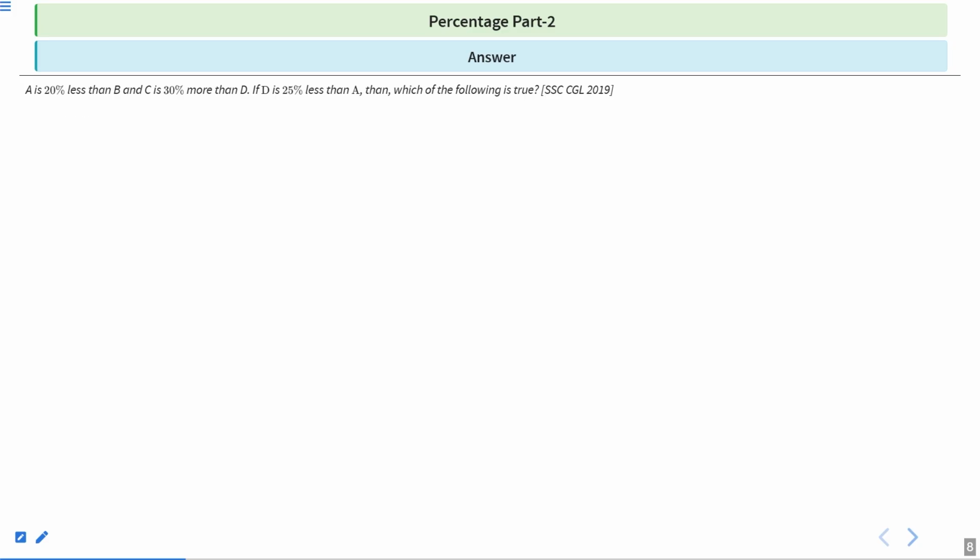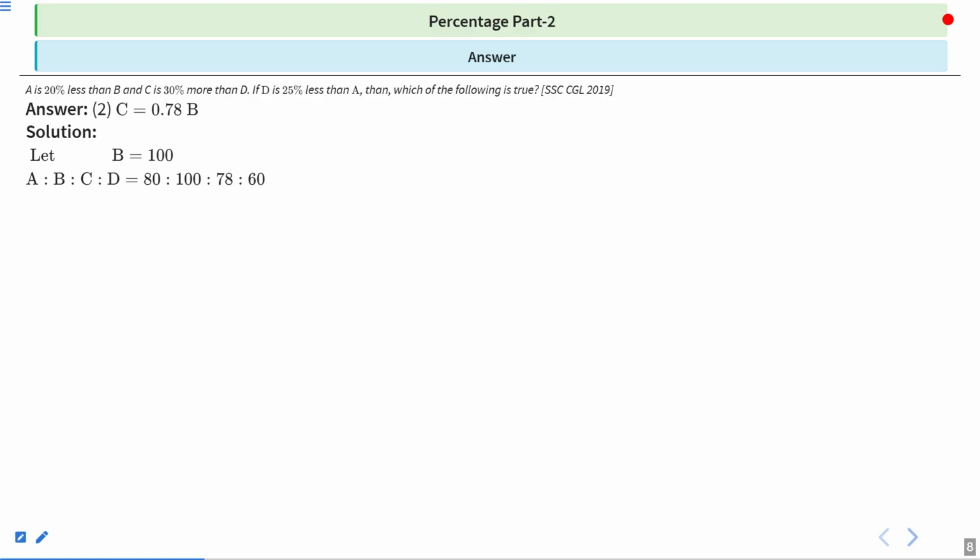So the correct answer of this question is C equals 0.78B. Second option is correct. Now see the detailed solution of this question. So let B equal 100. So we can say that A ratio B ratio C ratio D will become 80 ratio 100 ratio 78 ratio 60. How can we get this?